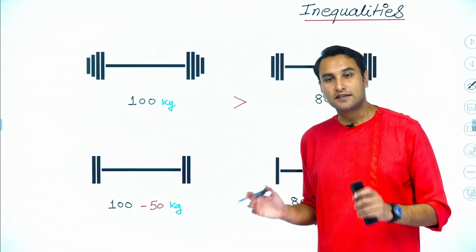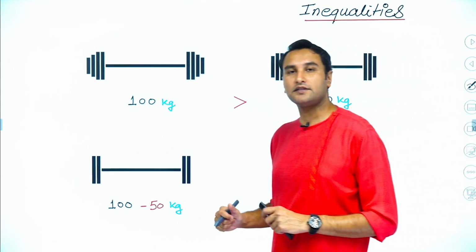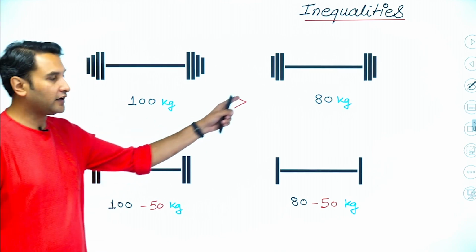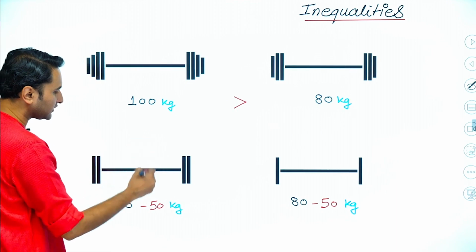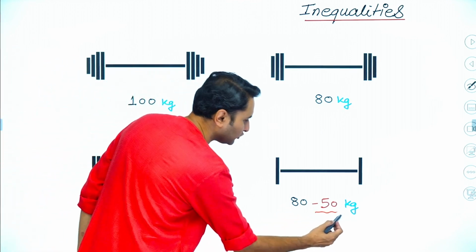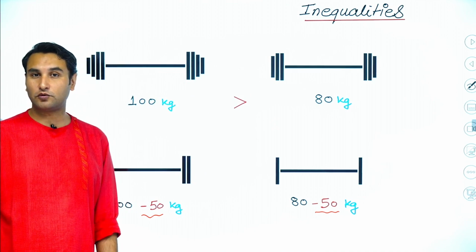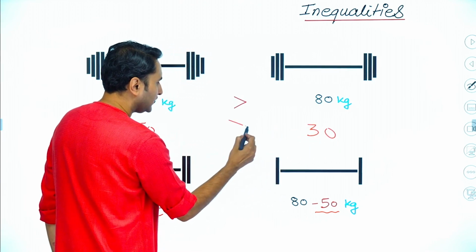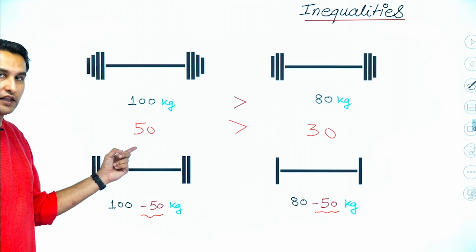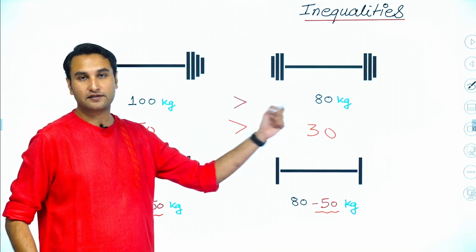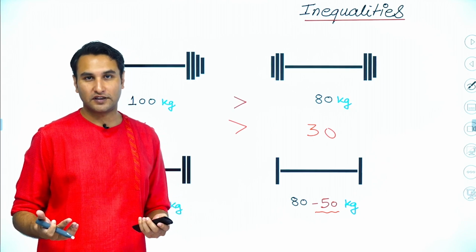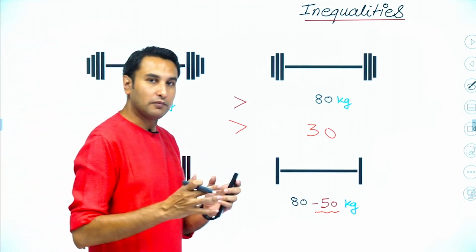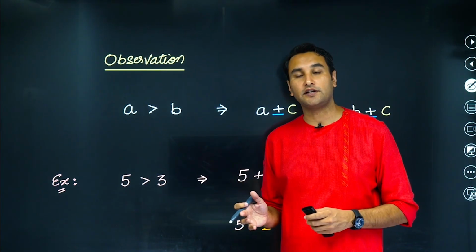It doesn't change. Similarly, what if I subtract the same weights, equal weights from both the barbells? Let's subtract equal amounts, that is 50 kgs from both of these. If I subtract 50 kgs from both of these, what will happen? This will become 50, this will become 30. Inequality still remains the same. Mr. Strong still will lift higher weight or more weight as compared to Mr. Shaky. So what we have observed with this, when I add or subtract same equal amount from both sides of inequality, inequality does not change.